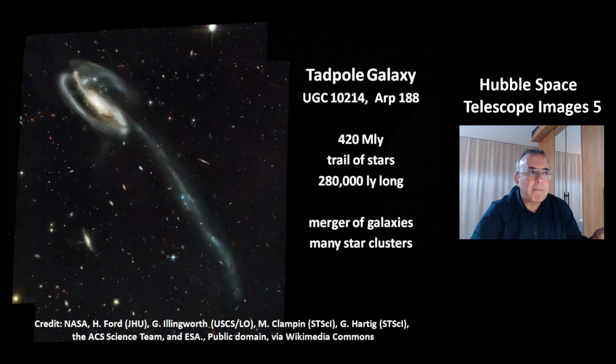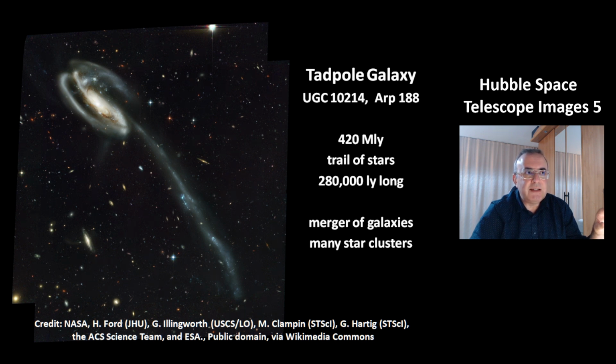The Tadpole Galaxy UGC 10214 at a distance of 420 million light years has a trail of stars which is 280,000 light years long. This is a product of another merger of galaxies, and this galaxy contains many star clusters.